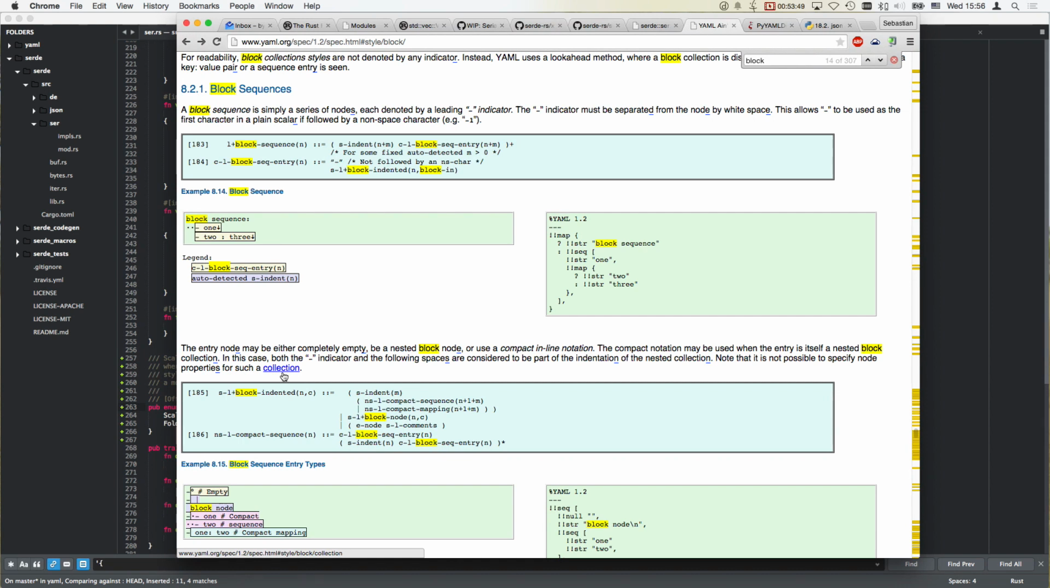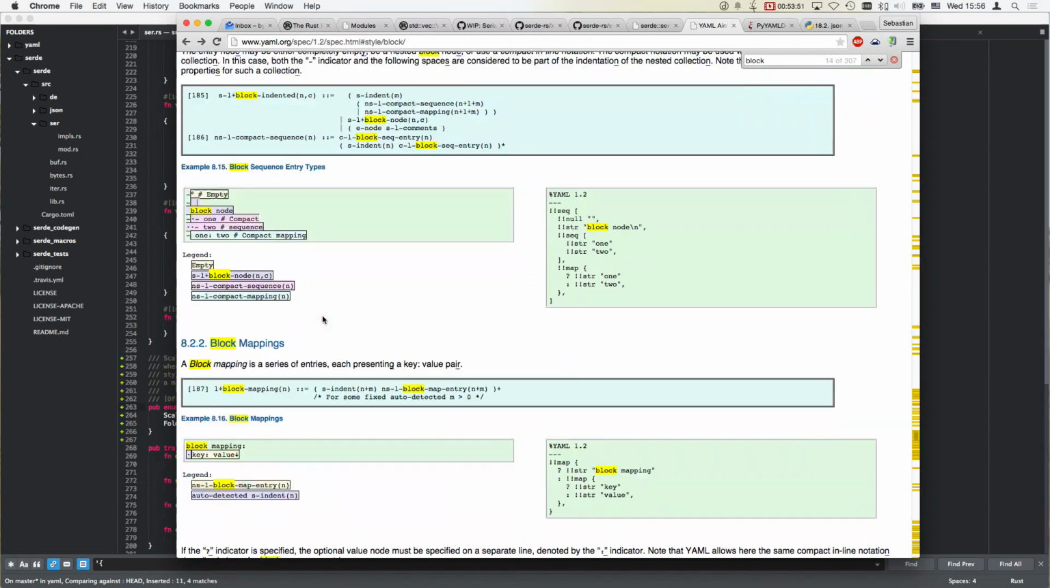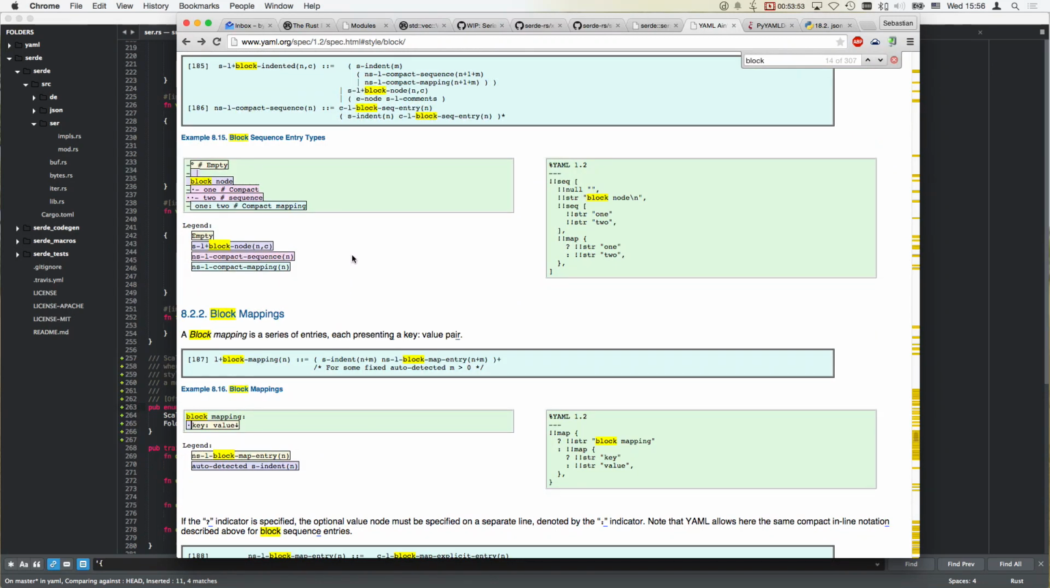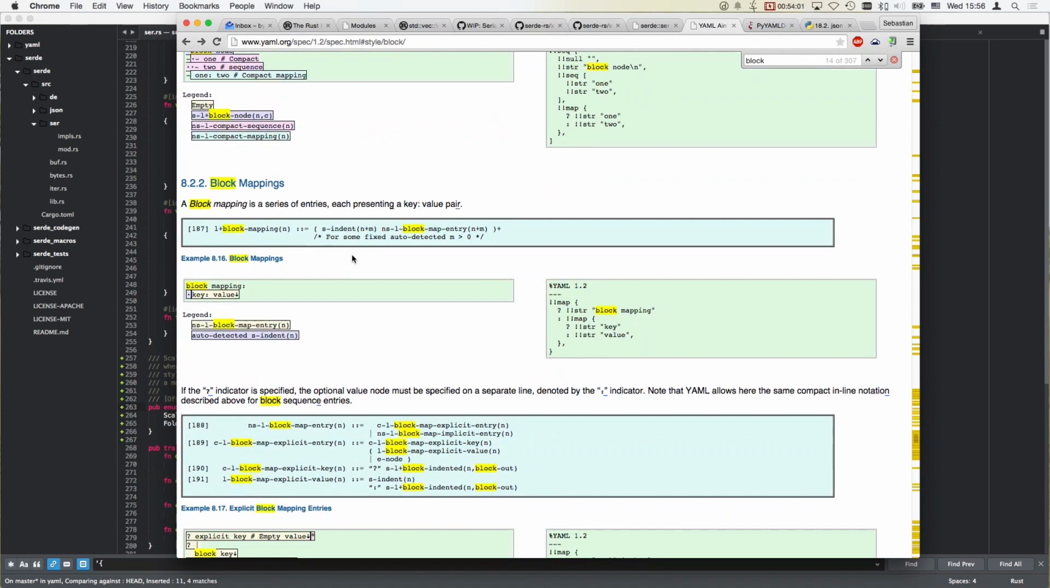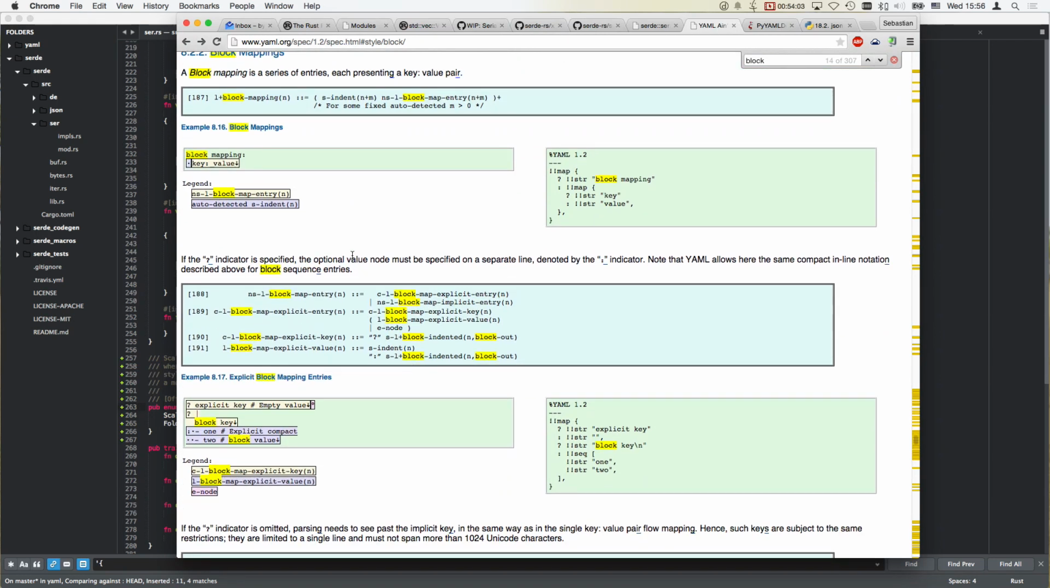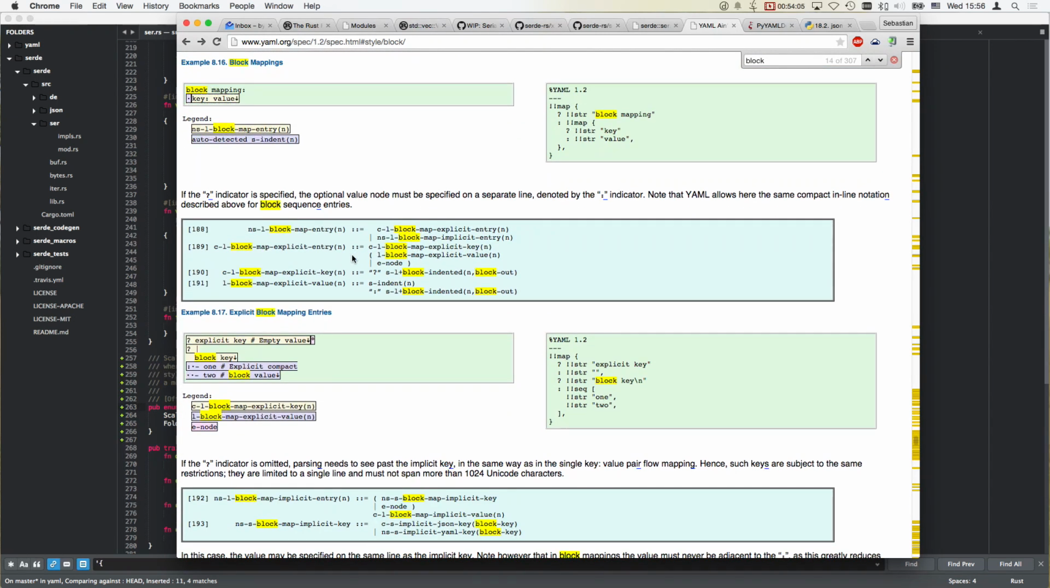Jesus. Boah. A block mapping is a series of entries, each presenting a key value pair. Well. Come on.